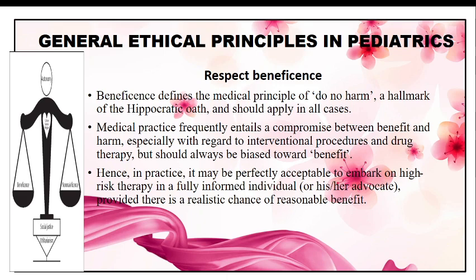For example, in the last class I was talking about bone marrow transplantation for sickle cell disease. Bone marrow transplantation is very costly, but there is a reasonable benefit. And what is the reasonable benefit? Studies have proved that those who have undergone bone marrow transplantation are now free of sickling. So that is a reasonable benefit. That is what is written: there has to be a realistic chance of a reasonable benefit.